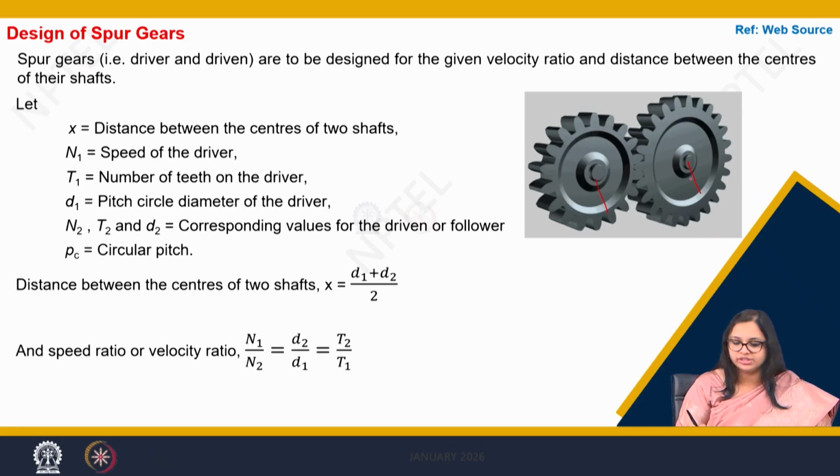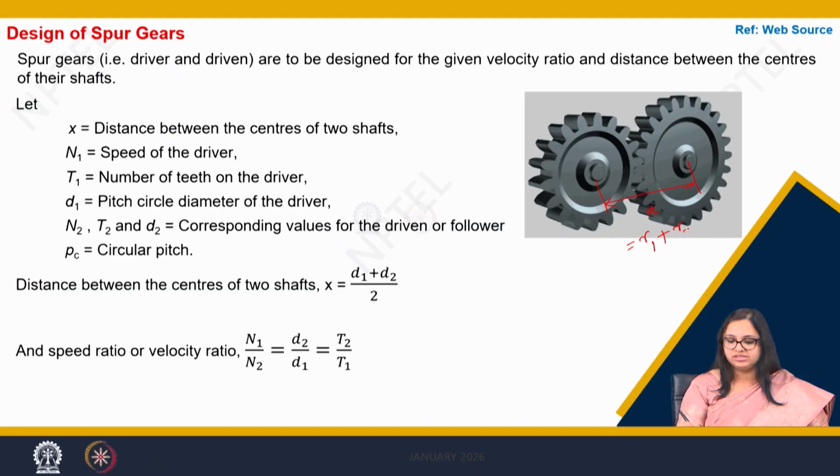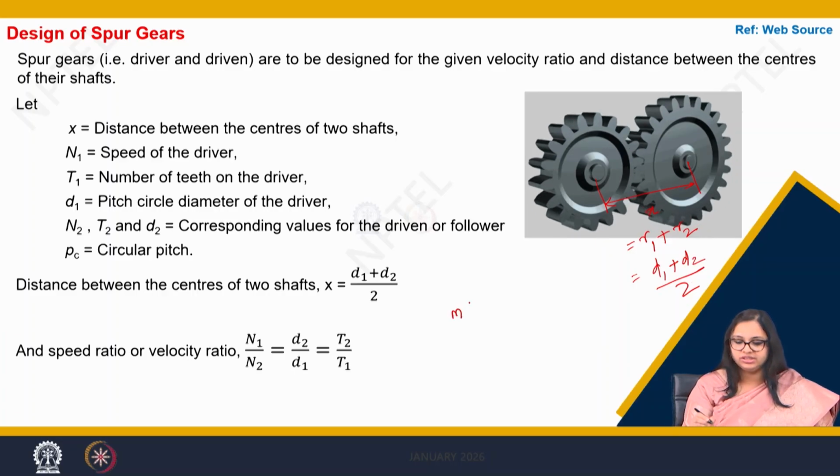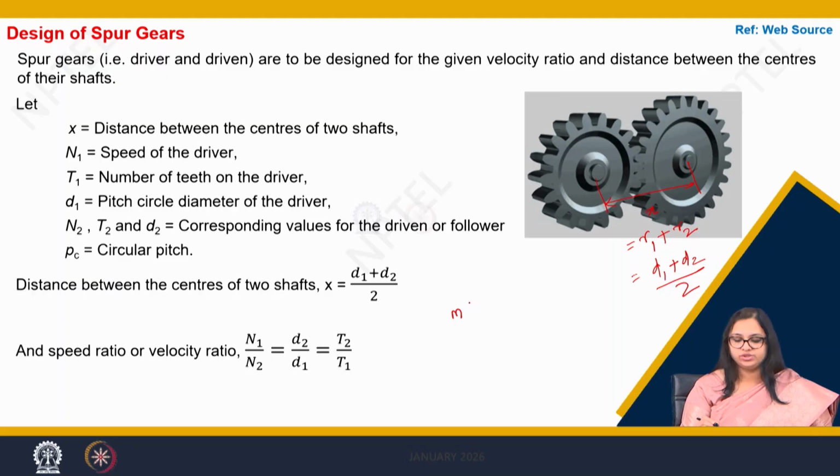So how do we quantify this distance? Let us say we call it x, and then how do we write it? Let's say this gear has a radius of r1 and the other gear has a radius of r2, which we can write as d1 plus d2 by 2. So this is the distance between the two shafts on which there are two gears which are meshed with each other. Now we also know that when two gears have to mesh with each other, the module of these two gears has to be the same.